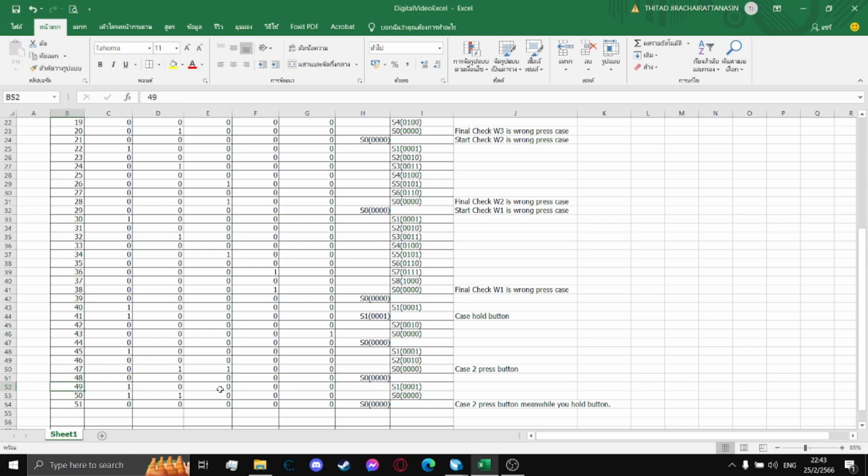Clock 49, when you press the 0, they will go to state 1. And clock 50, if you hold the button in the press 0, but you accidentally press the press 1, then they will go to state 0 immediately. And clock 51, they will reset, go to state 0 immediately, like this.